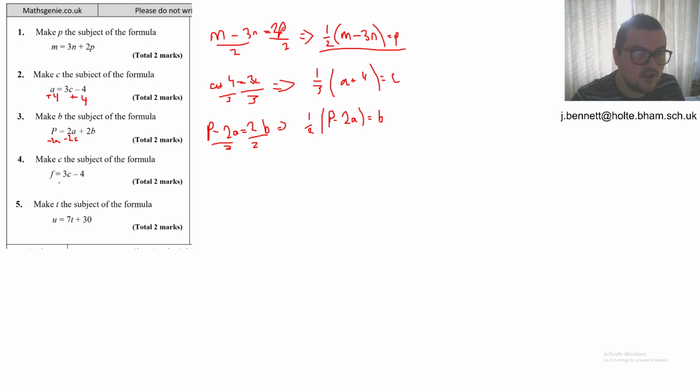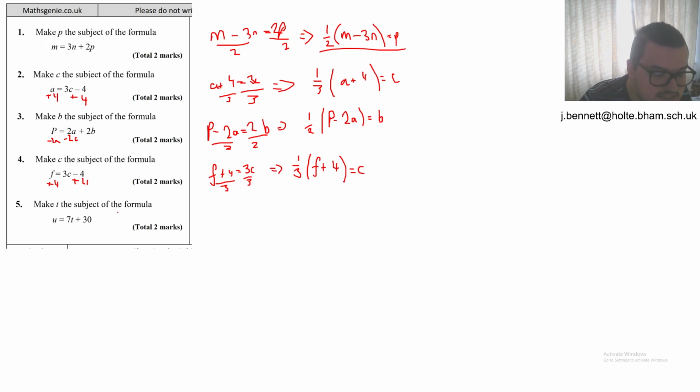Make C the subject of the formula, add 4 to both sides. So f plus 4 equals 3c. Divide both sides by 3 to get a third of f plus 4 equals c. The last one, make T the subject of the formula. We're going to take 30 off both sides.